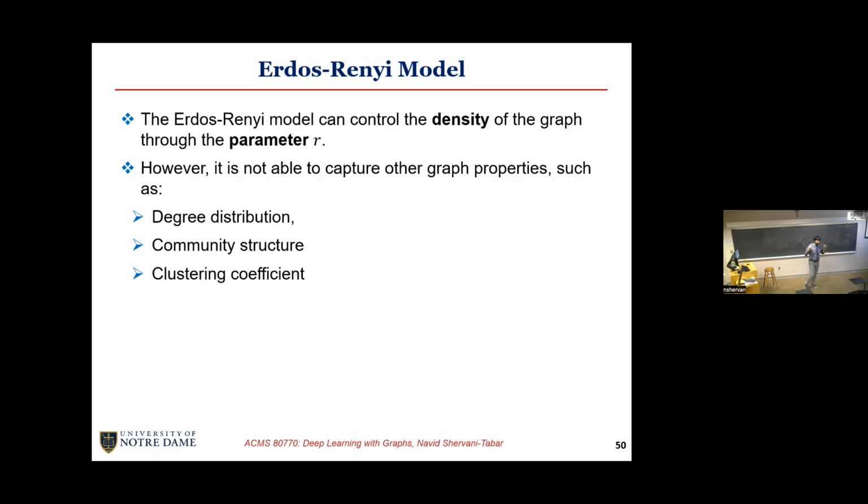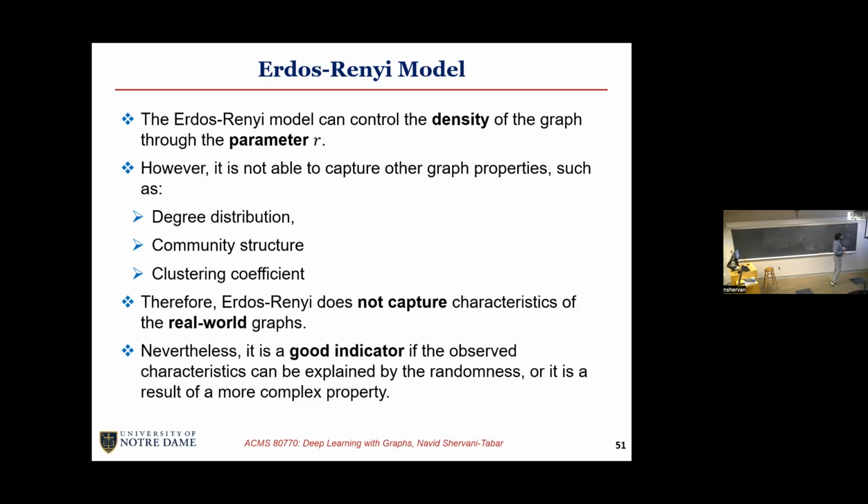So if we can't explain why we have hubs in real-world graphs if we start from this model, that means that hubs cannot be explained by randomness. There's something far more complex that needs to explain why we have nodes that are highly connected in the graph.